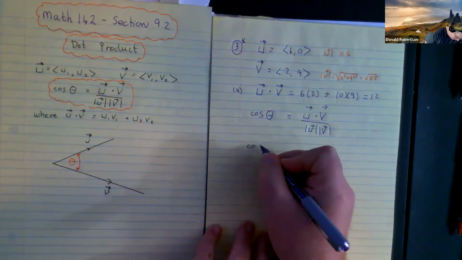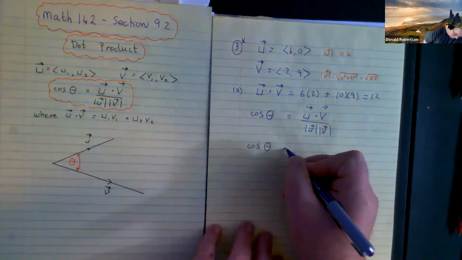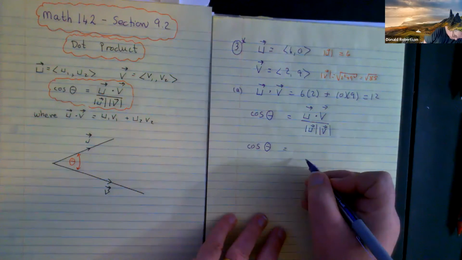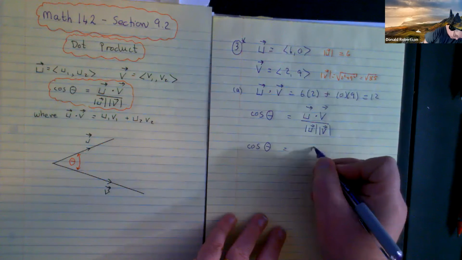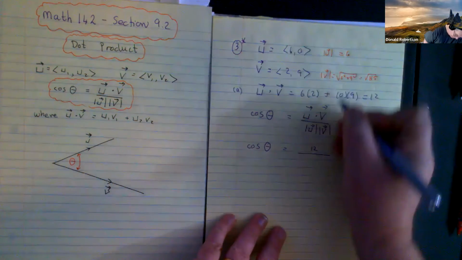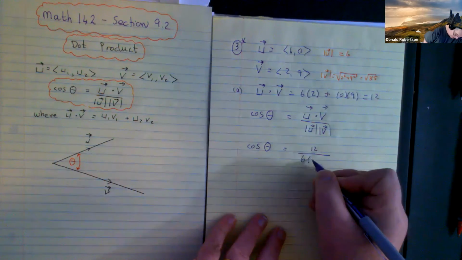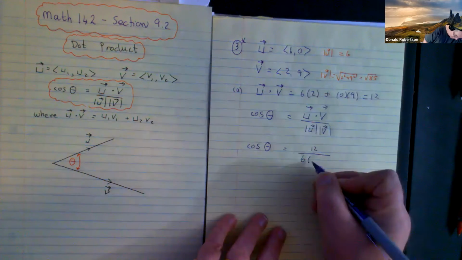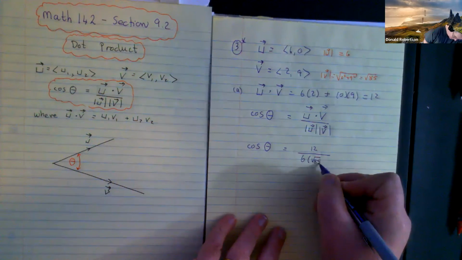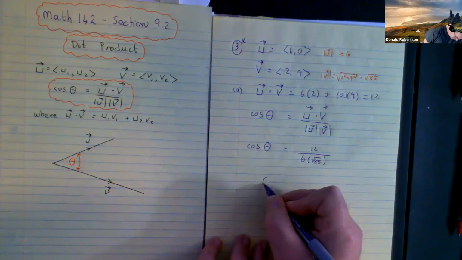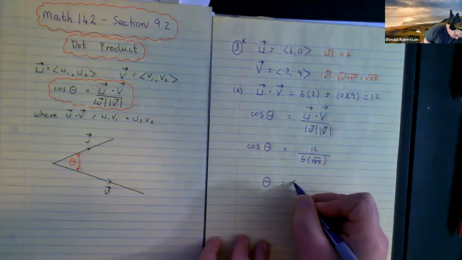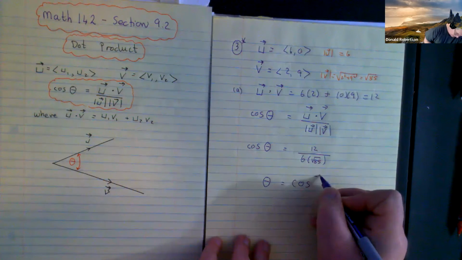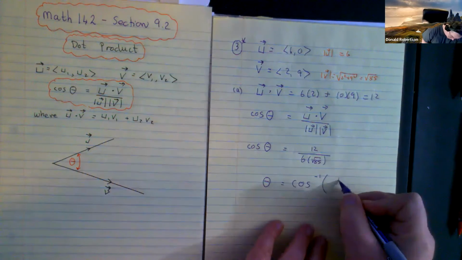So the cosine of the angle between them is the dot product, which is 12, divided by the magnitude of this one, which is 6, times the magnitude of the other one, which is the square root of 85. And then if you want to find theta, you can do it all in one go on your calculator by finding the inverse cosine of this ugly fraction.